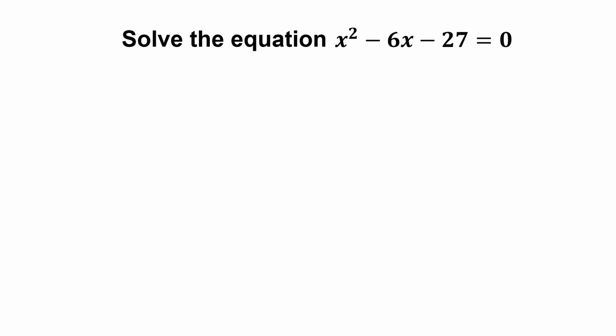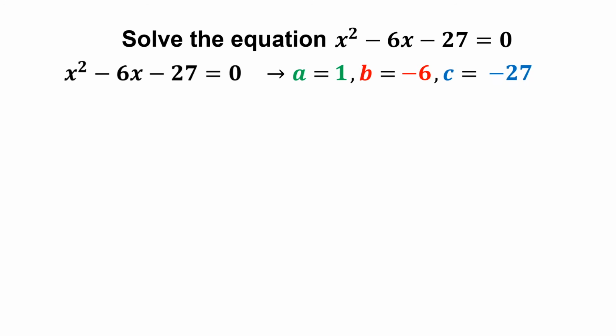Let's solve the equation x squared minus 6x minus 27 is equal to 0 using the quadratic formula. The given equation is already in standard form. Let's identify the numerical coefficients. a is equal to 1, b is equal to negative 6, and c is equal to negative 27.